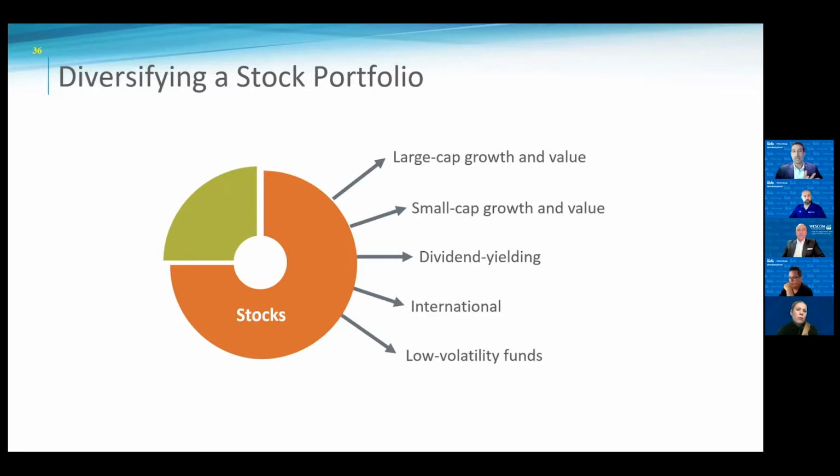Dividend yielding, those are going to be stocks that provide a consistent dividend, and companies that have been around for a long time. International stocks are pretty much what it sounds like, companies that are abroad. And low volatility funds, right? Mutual funds or exchange traded funds, investment types that are designed to be very stable, historically speaking.